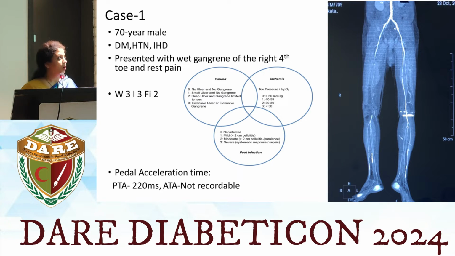It will be great. So this is a 70-year-old gentleman who is diabetic, hypertensive, and has a cardiac history. He comes to us with wet gangrene in his right 4th toe with rest pain. What we follow is the WIfI classification: wound, ischemia, and foot infection status. We also measure pedal acceleration time, which helps us find out how good the blood flow to the foot is. That gives us real-time imaging of the supply to the foot.